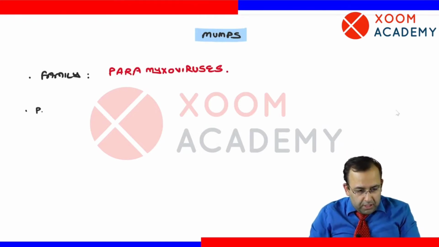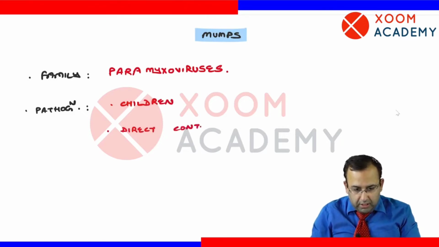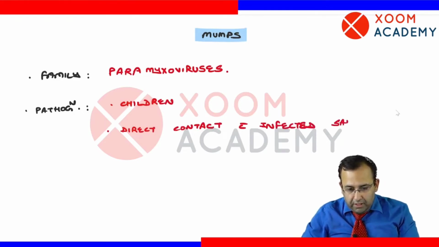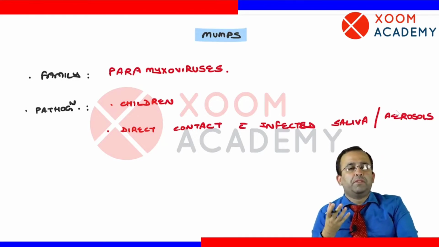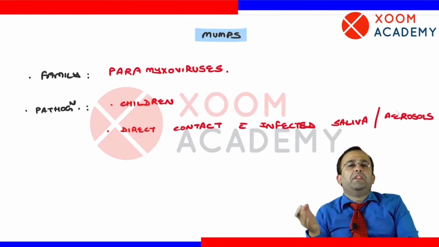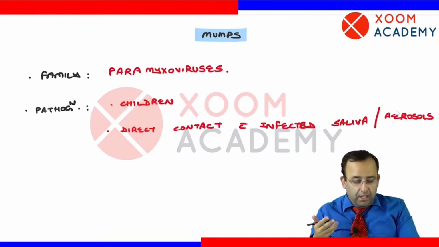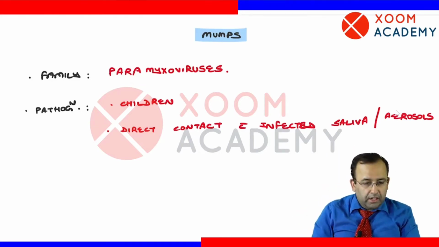So it is pathogenesis. It is seen in children, either because of direct contact with infected saliva or aerosols. It is very obvious. If a child is suffering from mumps, he is not allowed to play with other children. Why? Because the virus has an extremely high infectivity and secondary attack rate.